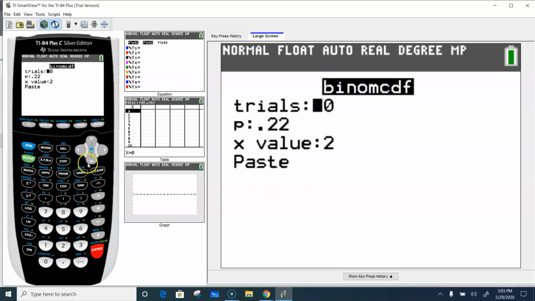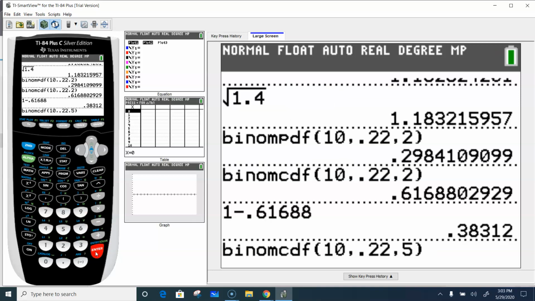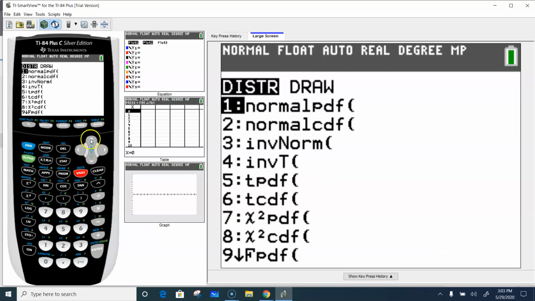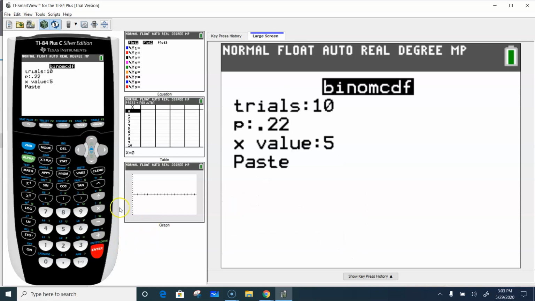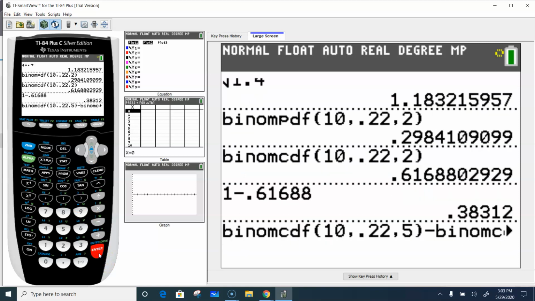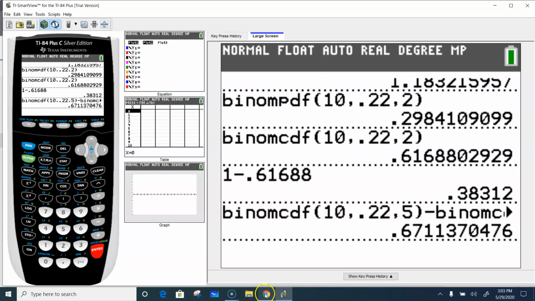So these parameters are still good. Let's add all the way up to 5. But realize this value is too big, so we are going to subtract from that the CDF up to 1, with 0 and 1, because we want 2 through 5, and we want to include 2 and 5. So notice I'm not going to add up to 2 and subtract that away. I would add up to 1 and subtract that away. Okay? And I get 0.671.